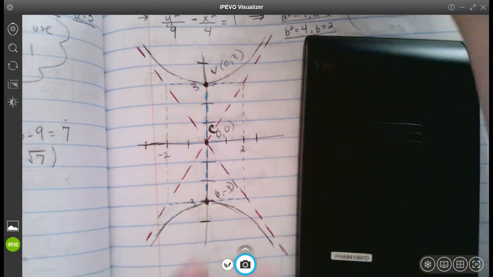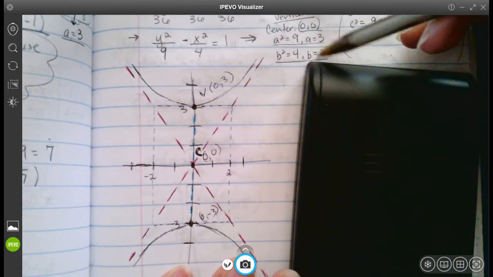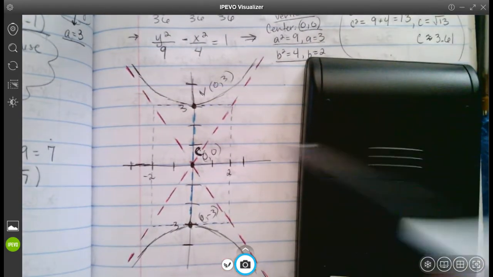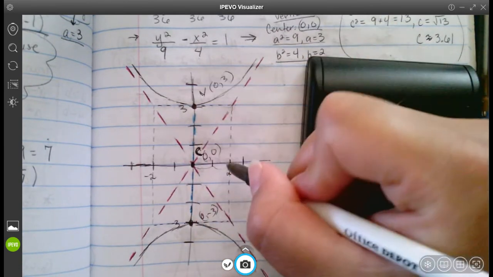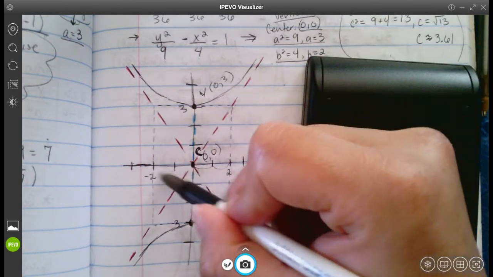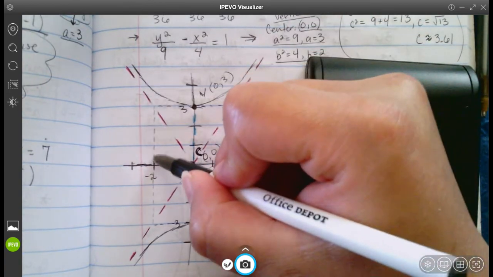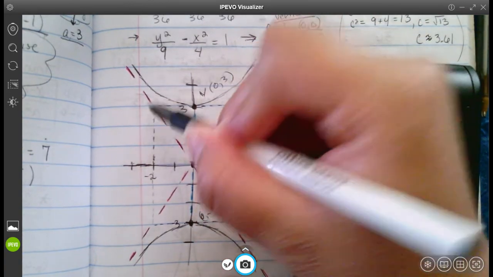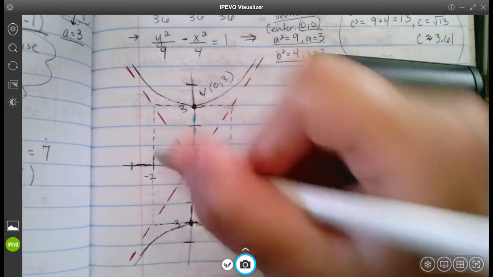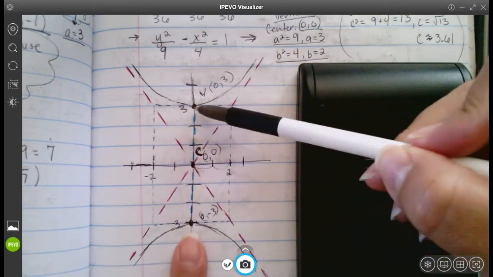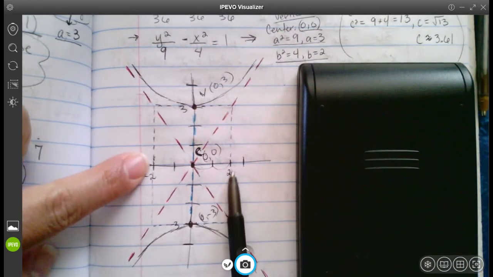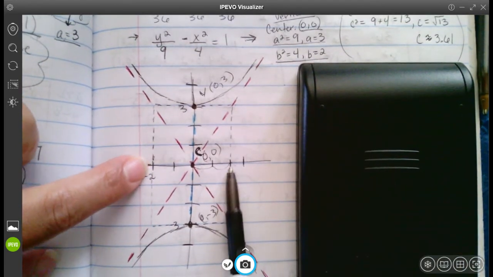Well, I know that b is equal to 2. So from my vertex, I go over 2 spaces, 1, 2, and it lands right here, and then 1, 2, and lands right there. You'll notice that I have this box lightly outlined. The box was created from my vertex points and wherever my b value lands, in this case the 2's.